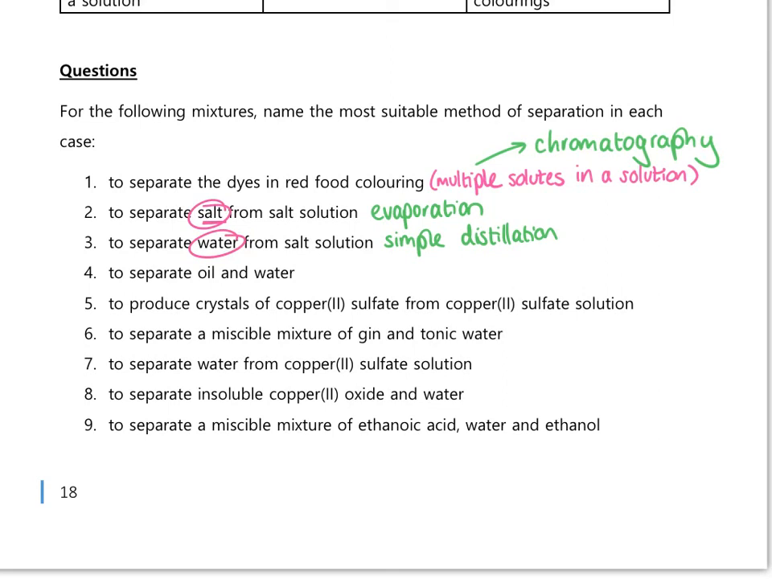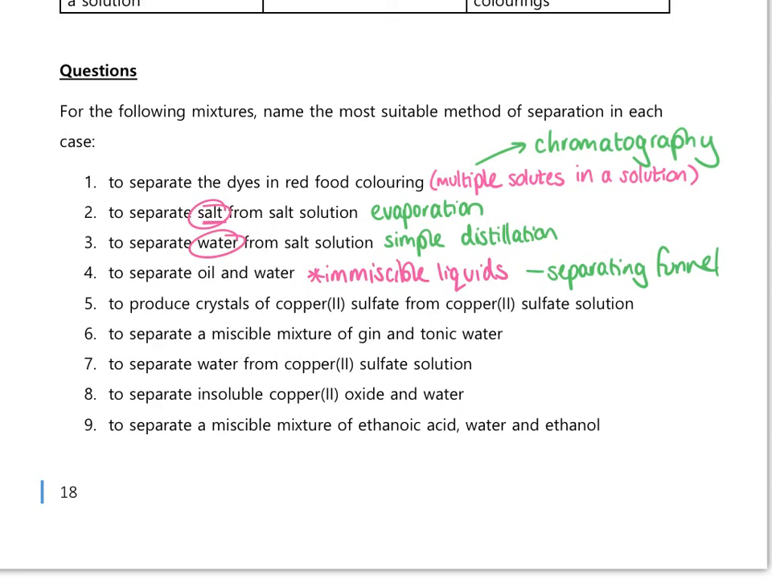Number 4 is to separate oil and water. Well, let's think about what type of mixture this is. Oil and water are immiscible. They are liquids that do not mix. And so what do I use to separate them? A separating funnel. Number 5 then, it says to produce crystals of copper sulfate from a copper sulfate solution.